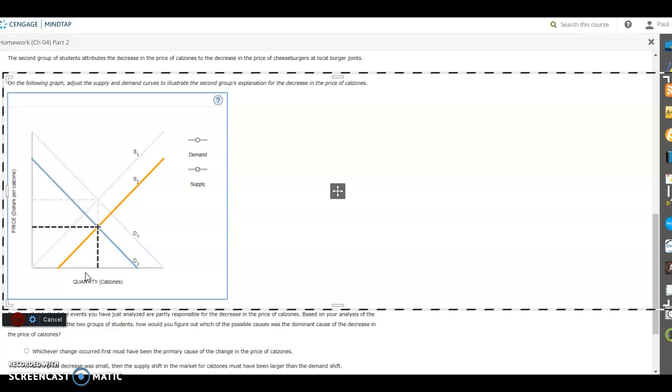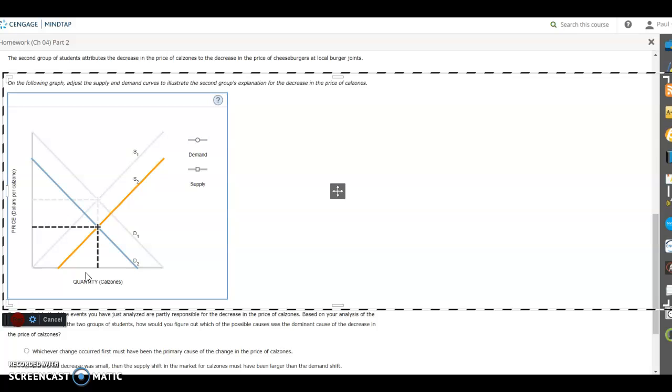Notice there's only one possible outcome for price in this scenario because both shifts cause price to go down. Supply shifting to the right lowers prices, demand shifting to the left lowers prices. So since both those events lower price, price is not ambiguous. It's known what happens to price. Price will go down in the market.